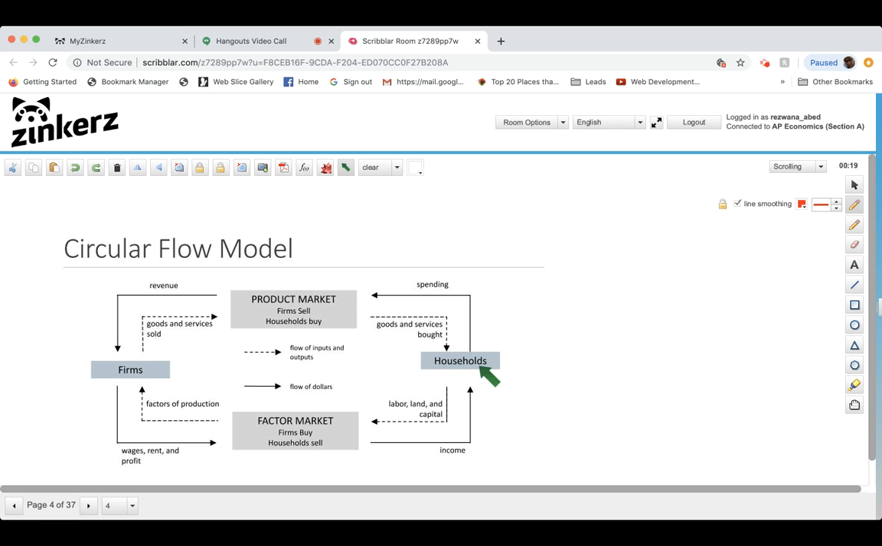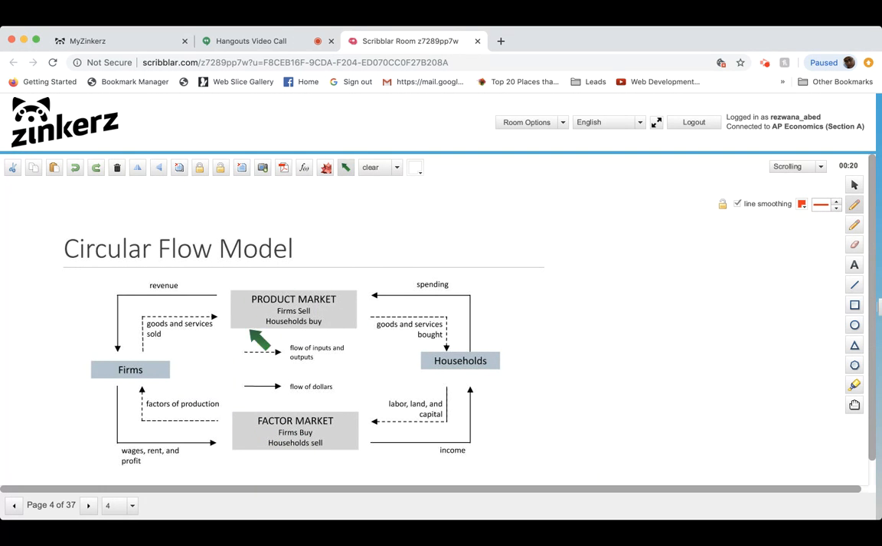So, just to talk about households and firms or businesses and how they interact in the product market and the factor market. Okay, so the circular flow model, I don't know if you remember, shows the flow of money, the flow of dollars in the economy. So the solid arrows are showing how money travels or moves around in the economy. And the dashed arrows are showing the flow of inputs and outputs, so how inputs and outputs move from one direction to another. So let's talk about this.